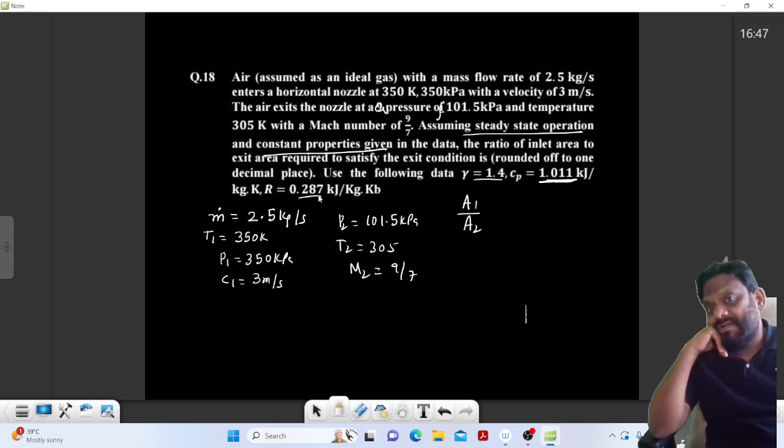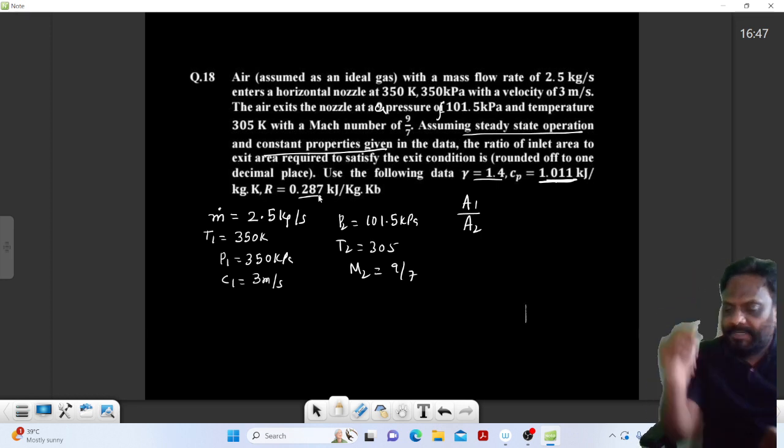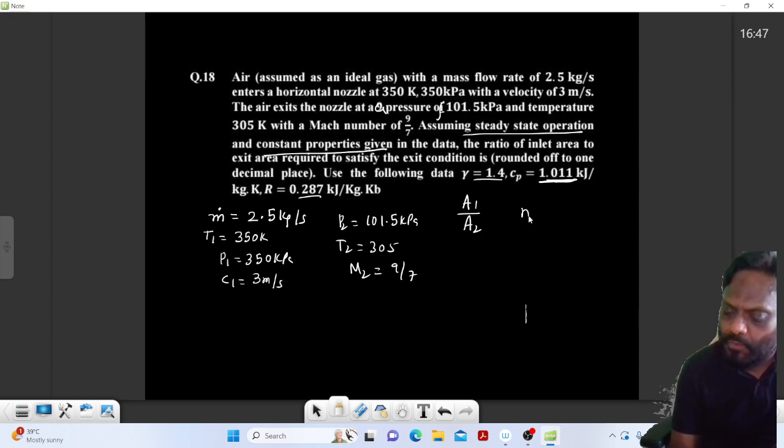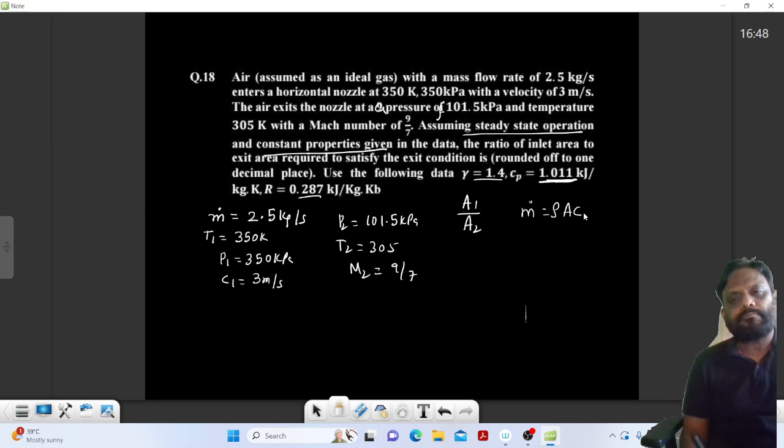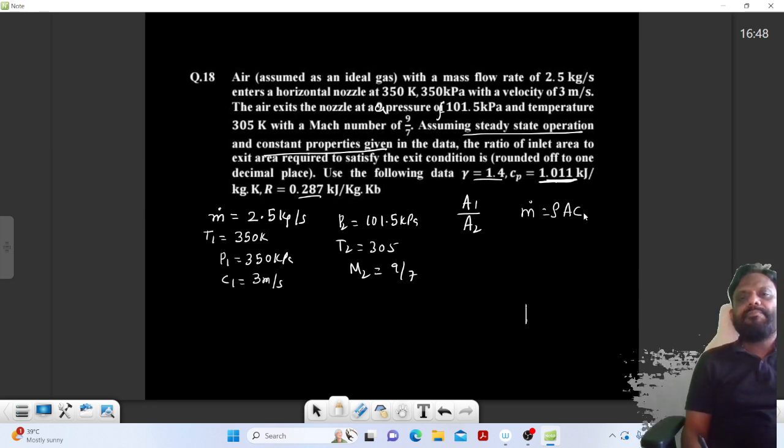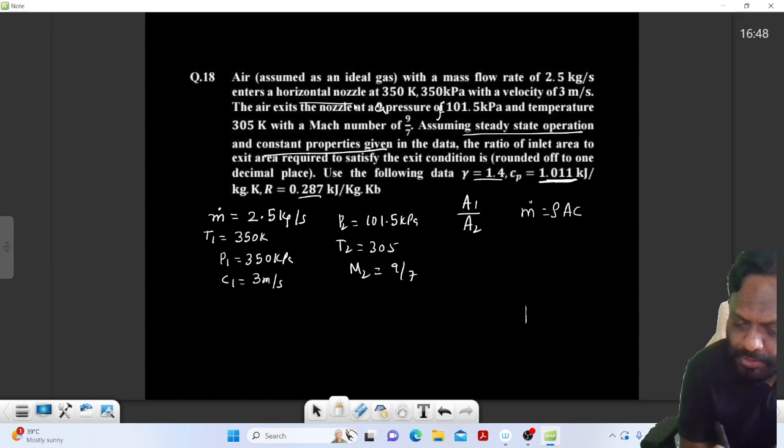What mistake will you make here? I'll tell you. The mass flow rate is given by rho A C. It is a steady flow, because a nozzle is a steady flow device. It enters a horizontal nozzle. It's a steady flow, so for a nozzle, it is steady flow.